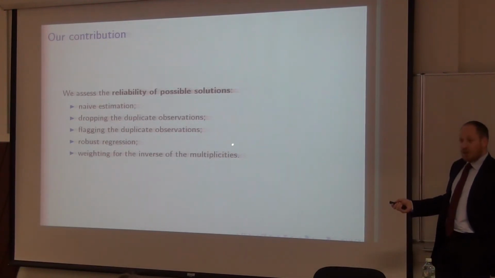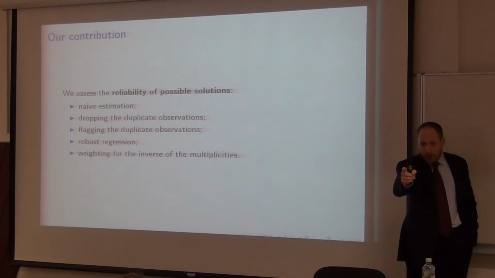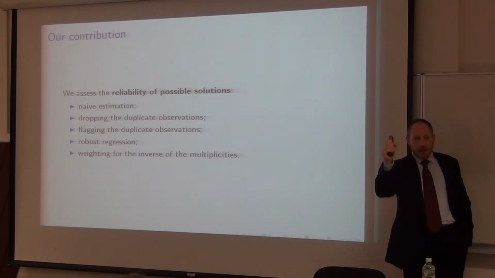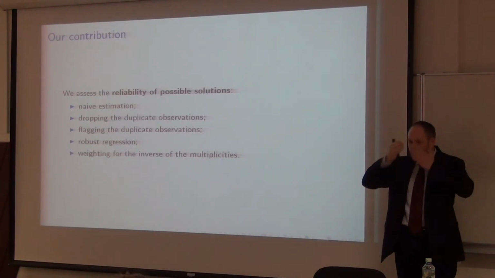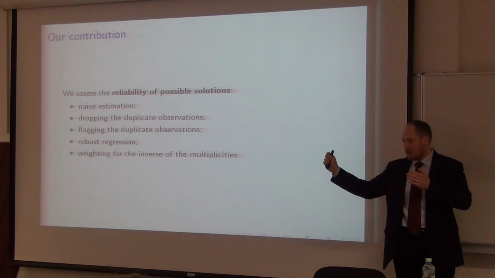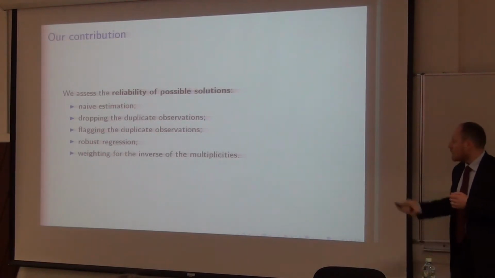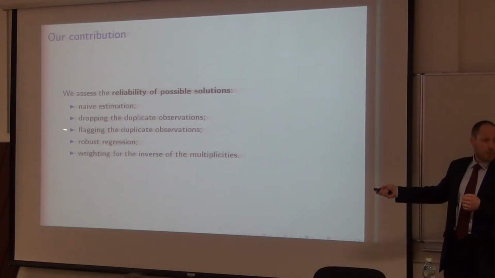Flagging the duplicate observations. I know you're a duplicate, and I make a dummy. And then I run a naive regression, but I add a dummy and I check for this. So at least I don't lose observations.